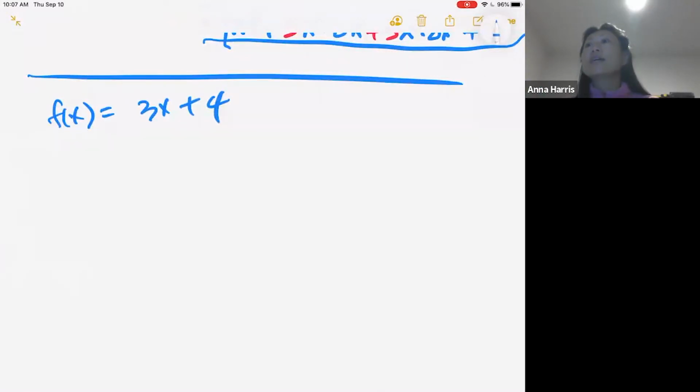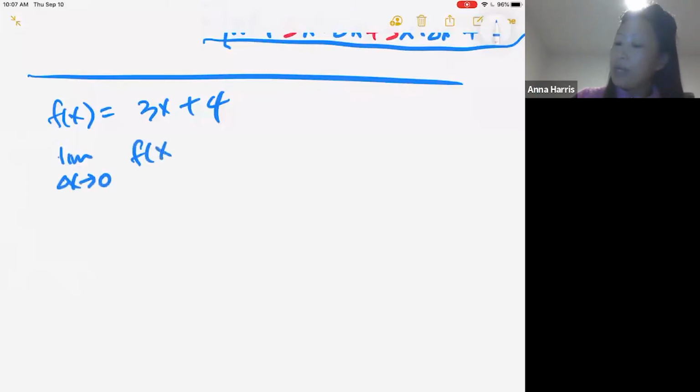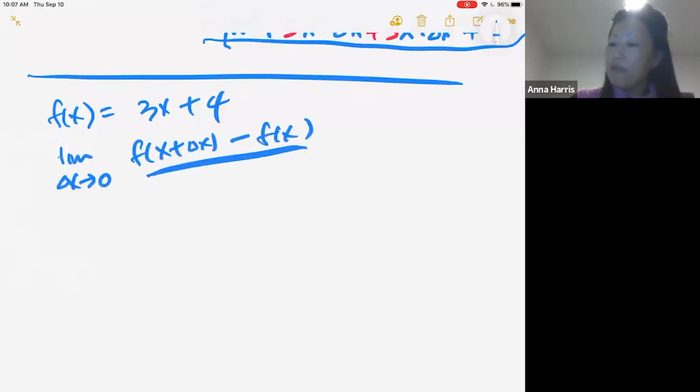Let's take the derivative of this, okay? So what do you get? We're going to do the definition of the derivative using a limit process. That means f of x plus delta x minus f of x, everything over delta x. That's what we have to do.